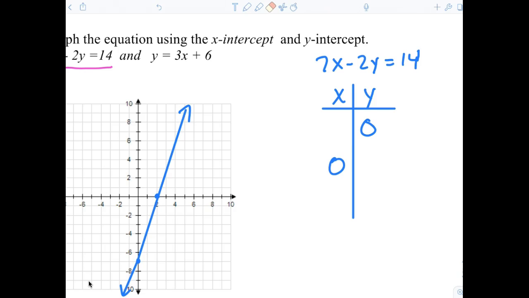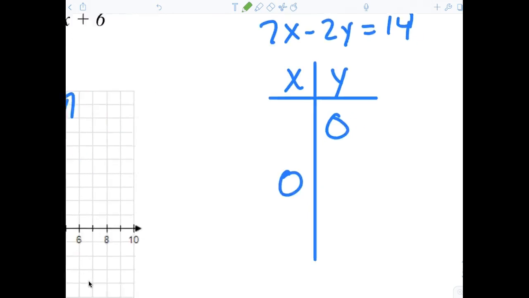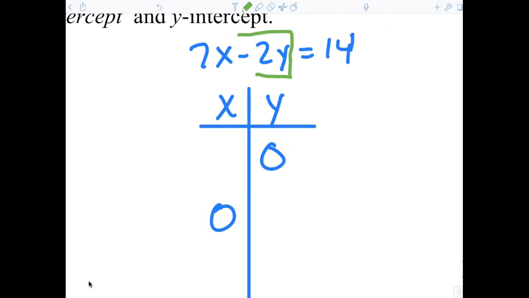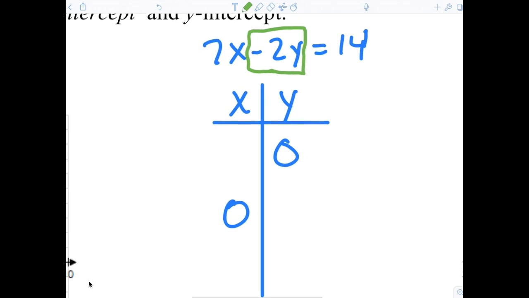So if y is 0, what is x, guys? It's 2. If I said if y is 0, in your head you're supposed to visualize that as being a 0. So if that's 0, it's just 7x equals 14. So x equals 2. All right?